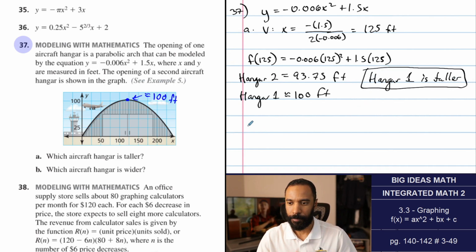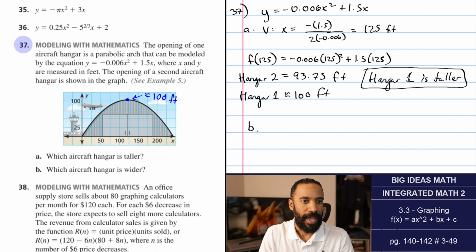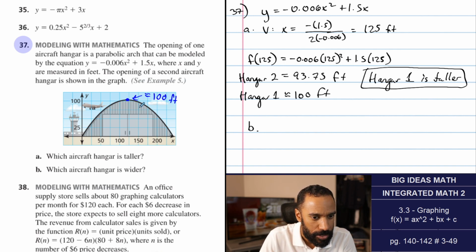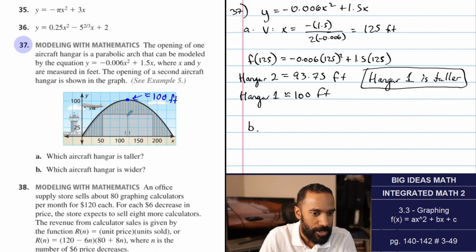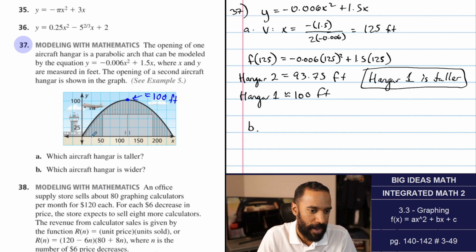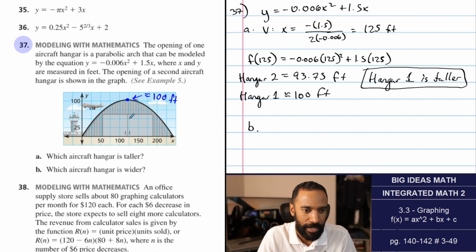Part B. Which one is wider? Hangar A goes to about, oh, this is close. But, oh, you know what's going to very much help? You see these doors? You see how the door line, I assume, is in the middle. Now, if you look at the scaling here, these go by 25s. It's 25, 50, 75, 100. 125 is that blue line. You see the blue line?